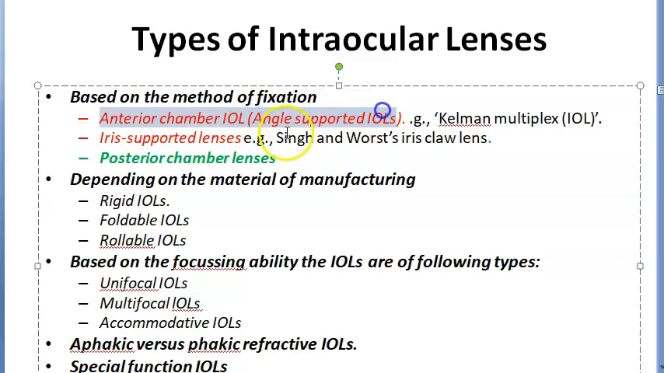For anterior chamber, it is also called angle supported. There is some example here. Kelman, if you want to remember, you can remember. Iris supported lens, you have Singh and Worst iris claw lens. Okay. Then depending on the material, you have rigid IOL, foldable IOL, rollable IOL. You should know these: rigid, foldable, rollable.